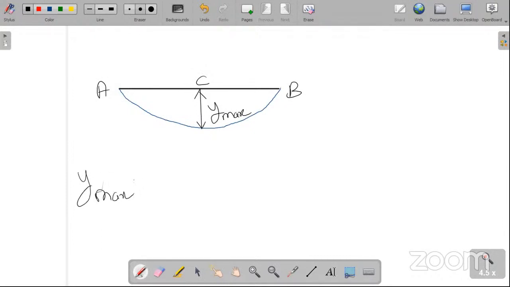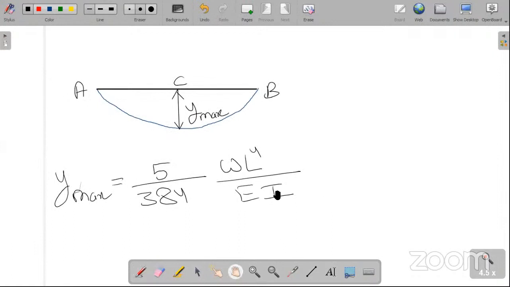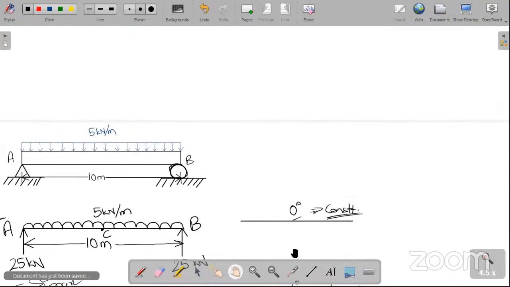Let me show you. We can even derive this formula, but I'll just show you the formula itself. 5 by 384 WL4 upon EI. Okay, so for this we need the section property. Apart from section property, we also need the material property. So let me show you how you can get it.